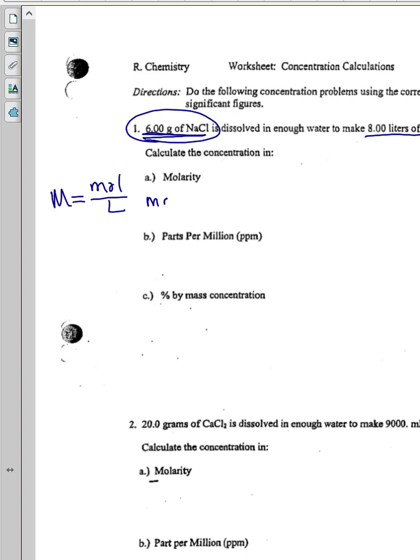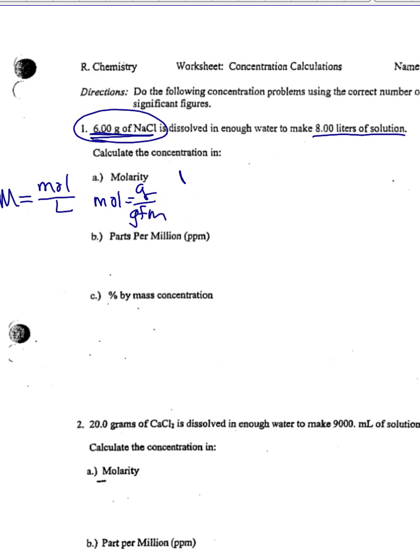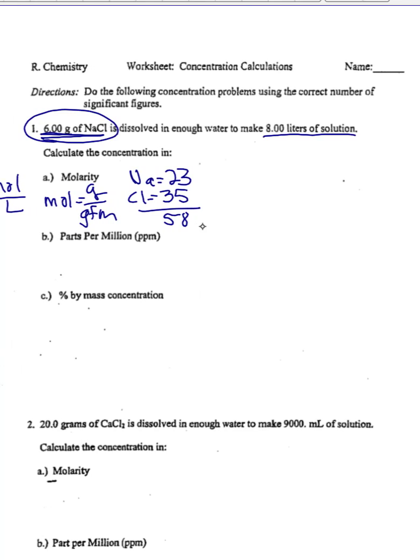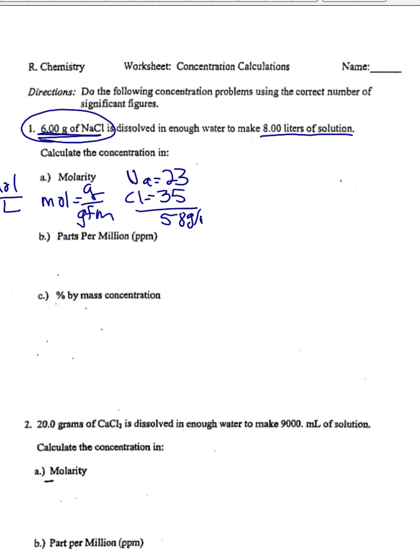To do that, we use the mole formula. Moles equals grams over gram formula mass. This is on table T. So we have to figure out our gram formula mass for sodium chloride. Sodium is 23, chlorine 35. I'm doing this quick and dirty version here, guys. That gives us 58 grams per mole.